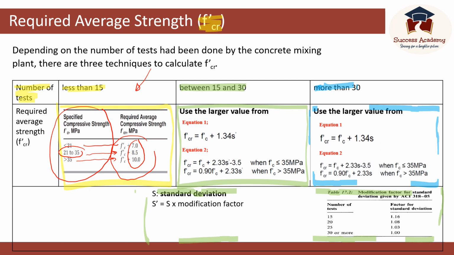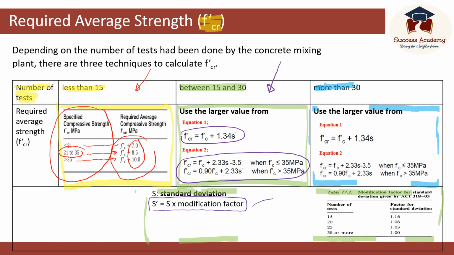Now let's see a plant which has done tests between 15 and 30. So we are going to use these equations. So we have two sets of equations here. We need to use both. So in the first one, we have to add 1.34 times s'. s' is not the standard deviation. It is the standard deviation times the modification factor. That modification factor you can find from table 17.2. So depending on the number of tests, you can find the modification factor. Sometimes you may need to do interpolation to find the exact modification factor.